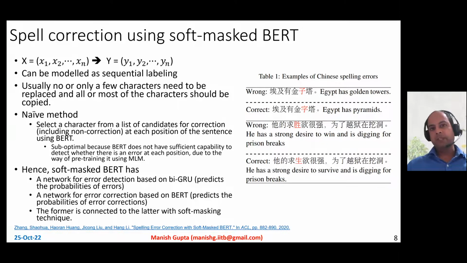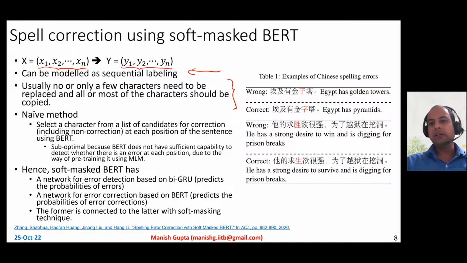So what is a popular way of doing spell corrections? Here is a popular way of doing so. The problem can be modeled as a sequence labeling problem. So the idea is you have n characters in the input, and you want to output n characters as well. More or less, the number of characters in the original query and the spell corrected query are similar, except for a few little changes. Only a few characters need to be changed to do the spell correction.